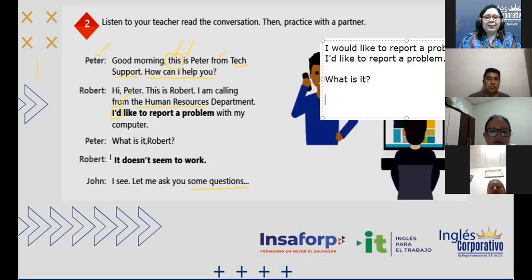Entonces, esta dice, it doesn't seem to work. A ver, esta oración lo que quiere decir es parece que no funciona, ¿ok? Este seem es como me parece, ¿verdad? Parece, ¿ya? Es la que usamos para decir me parece o parece. Entonces, decimos, it doesn't seem to work. Parece que no funciona. A ver, todos. It doesn't seem to work. All right. Very good.